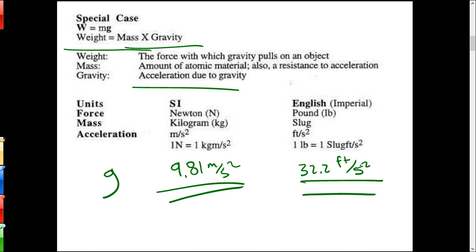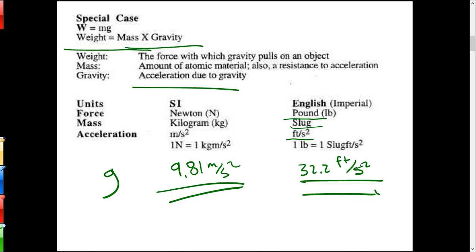So is a slug mass equal to a pound mass then? No. The slug is, the units here. In the English system, which is called imperial, the force is a pound, the acceleration is in feet per second squared, and the mass is kind of a funny unit. It's called a slug. A slug is about 32.2 pounds if you're on Earth. It's a very large mass. It just comes right out of the units. So 1 pound is one slug times 1 foot per second squared.